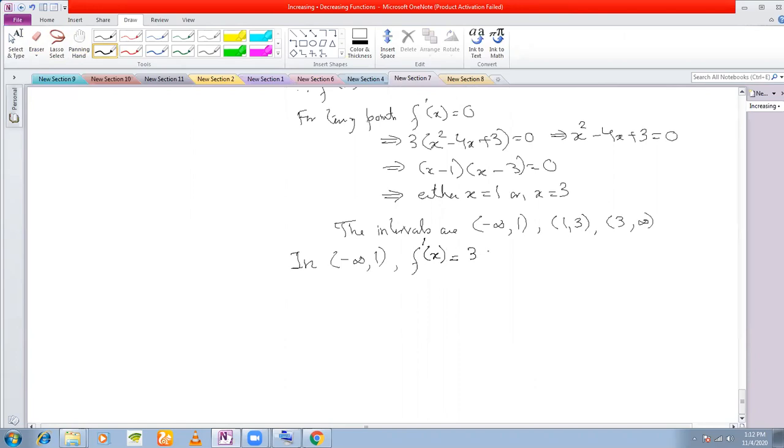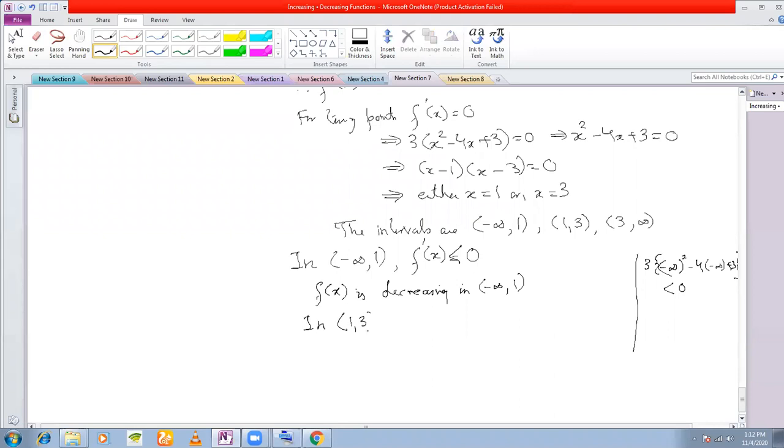3 times, let's check in the rough what the sign of this is. Put x is equal to minus infinity. So you get 3 times minus infinity square minus 4 into minus infinity plus 3. Okay, so you get what? You get less than 0, right? This is less than 0. Therefore, what can you say? f(x) is decreasing in minus infinity to 1.